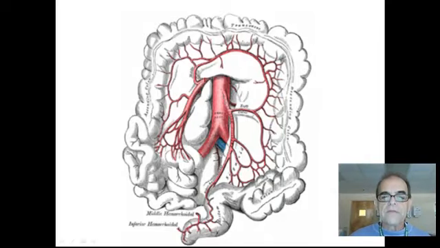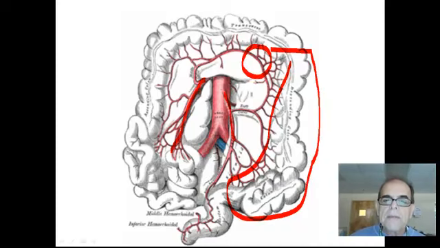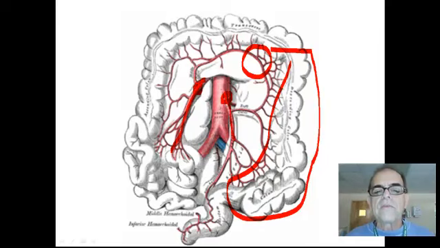Here is the superior mesenteric artery. Here is the inferior mesenteric artery to the descending colon and the sigmoid colon, and here is the anastomosis between the inferior and the superior mesenteric arteries. Anastomosis is when two arteries come together. Anastomosis of the inferior and the superior mesenteric arteries.